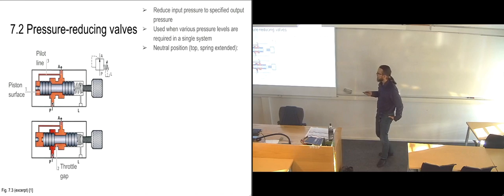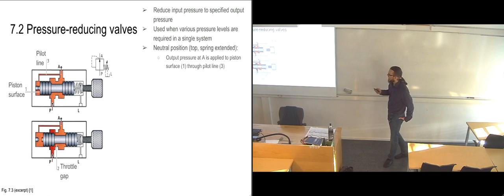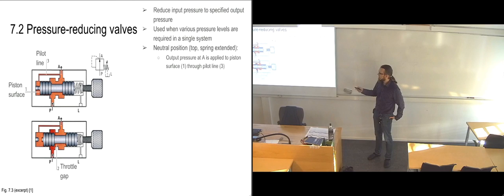And in the neutral position, which is the top one here, we have the spring fully extended as much as it can with regards to how we have adjusted our knob here. But it is fully extended and it has pushed the piston all the way over to that side. And we have output pressure going through A here, and it is also applied to the piston surface through the pilot line.